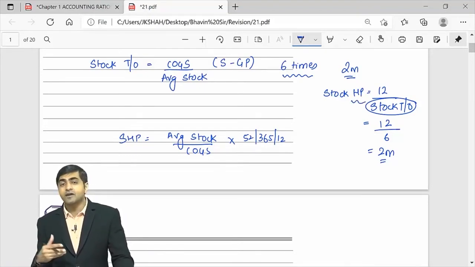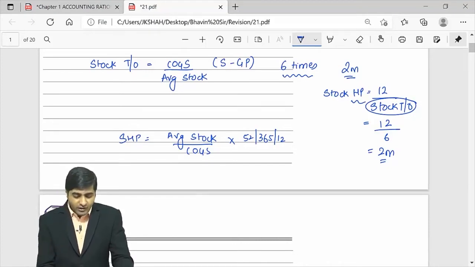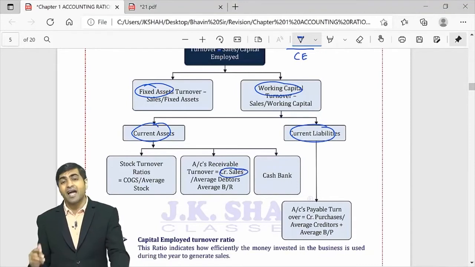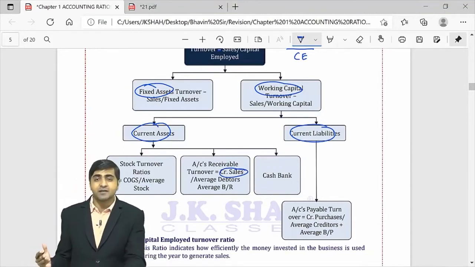Similarly, my dear students, when we are talking about the debtors turnover ratio, instead of COGS we will be taking credit sales upon average debtors plus average bills receivable.